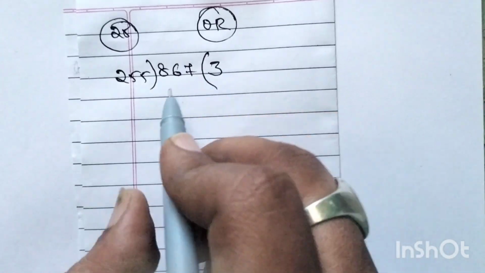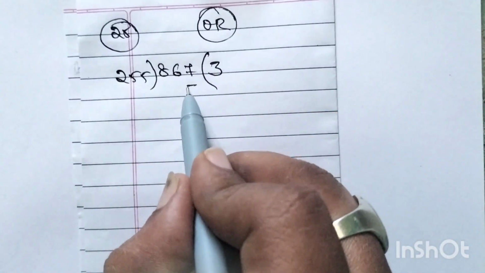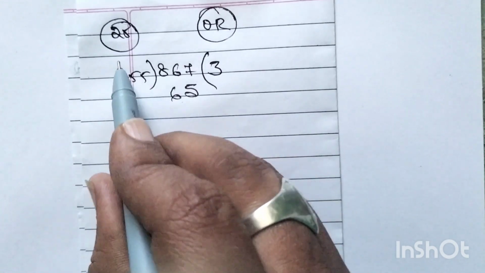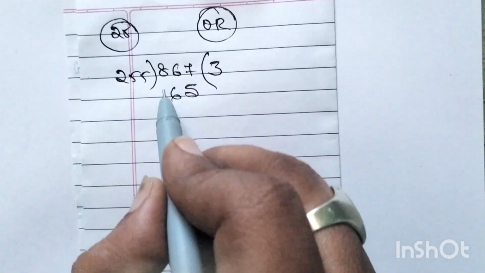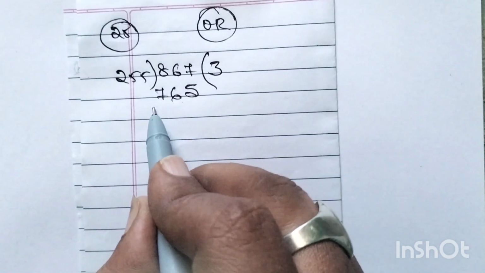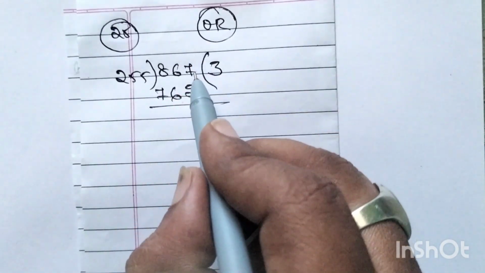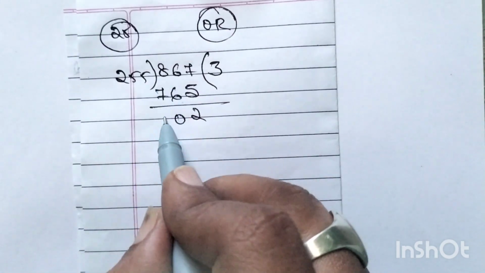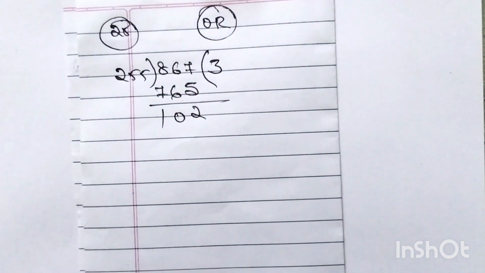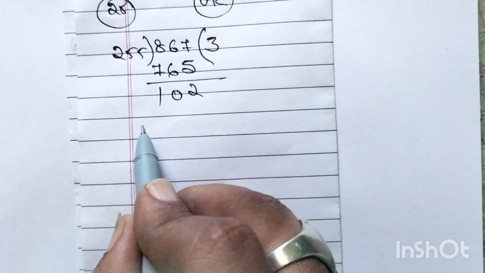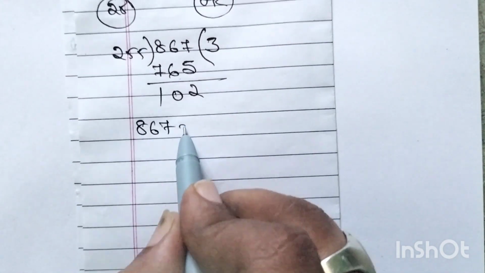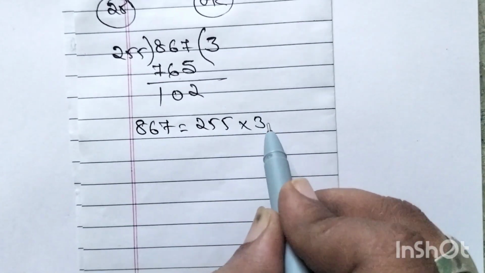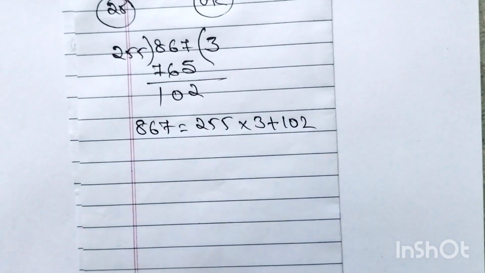So 3s. 3 5s are 15, 5 and 1 carry. 3 5s are 15 plus 1 is 16, write 6 and 1 carry. Then 3 2s are 6 plus 1 is 7. Now how much will it become? 7 minus 5 is 2. Then 6 minus 6 is 0. 8 minus 7 is 1. So 102. So we can write this as 867 is equal to 255 into 3 plus 102.